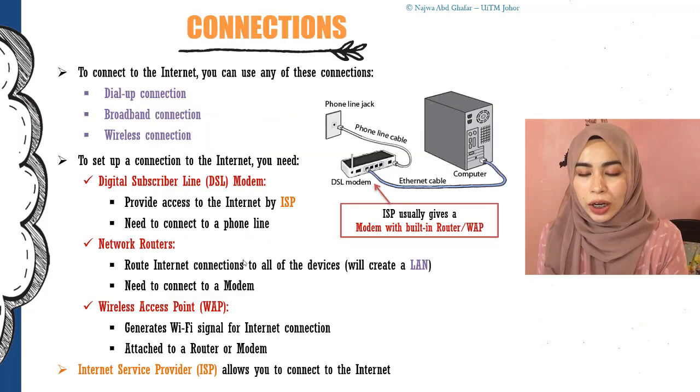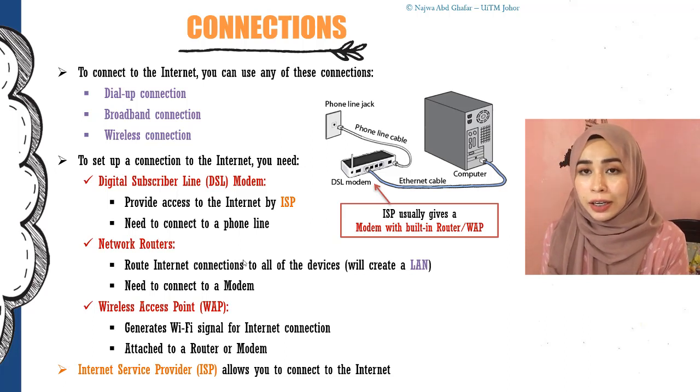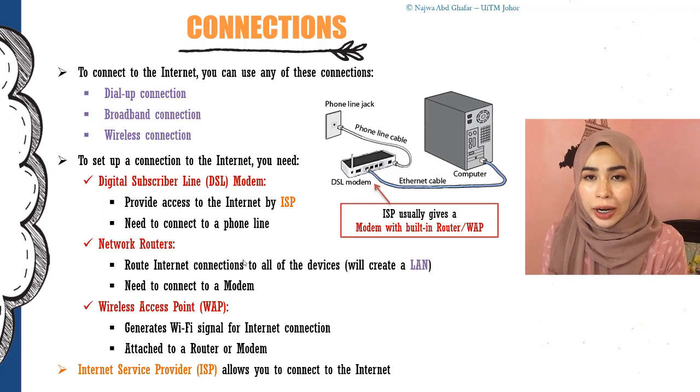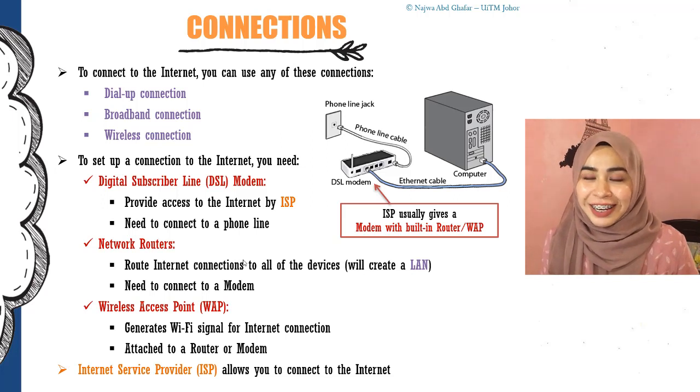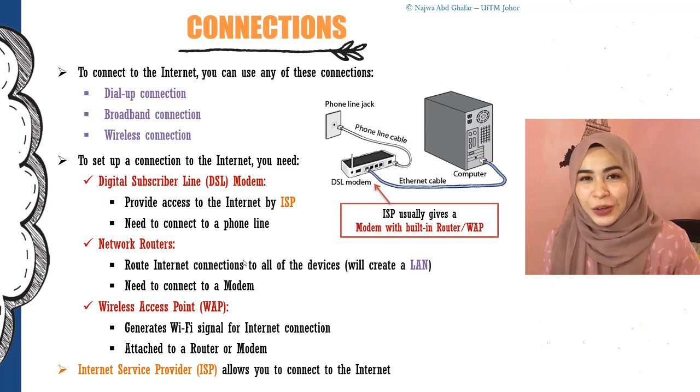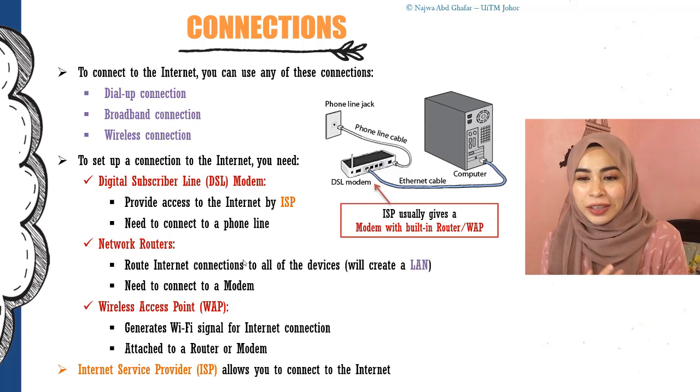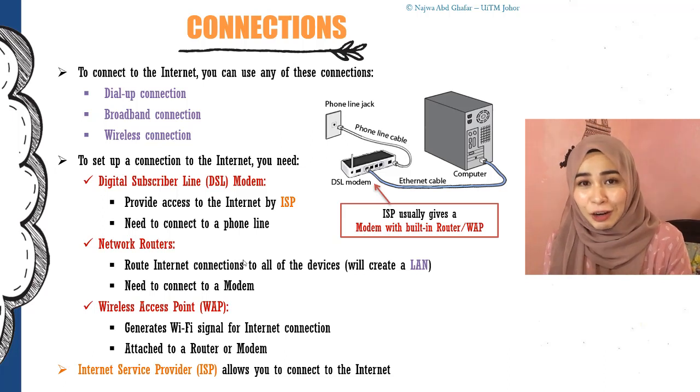Now, if you want to connect to the internet, you can use any of these connections. You have dial-up connection, broadband connection, and wireless connection. Dial-up connection is an old technology which we don't really use now. I don't know if you have experienced this before, but with dial-up connection, you will notice that it has a modem. This modem will be connected to a telephone line.